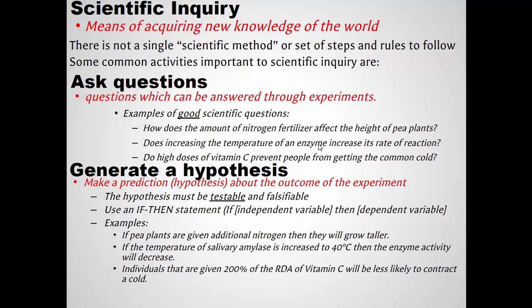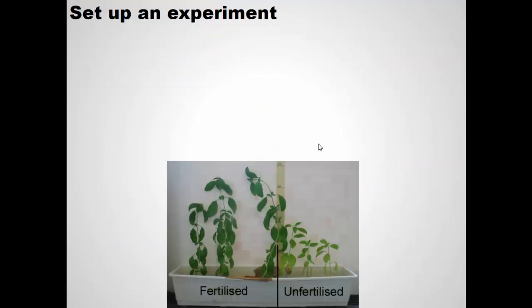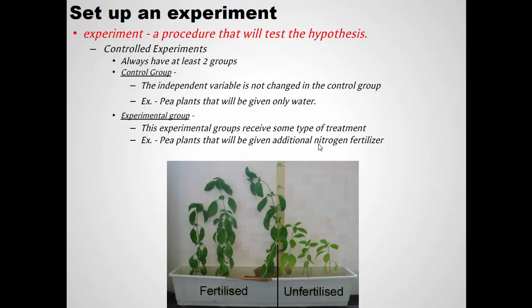So if I'm thinking about those same experiments that I just asked questions about, here are some hypotheses. If pea plants are given additional nitrogen, then they will grow taller. If the temperature of salivary amylase is increased to 40 degrees Celsius, then the enzyme activity will decrease. Individuals who are given 200% of the RDA of vitamin C will be less likely to contract the cold. Those are all hypotheses that we can test. And we use an experiment to test the hypothesis. It's basically a procedure that you use to test a hypothesis.